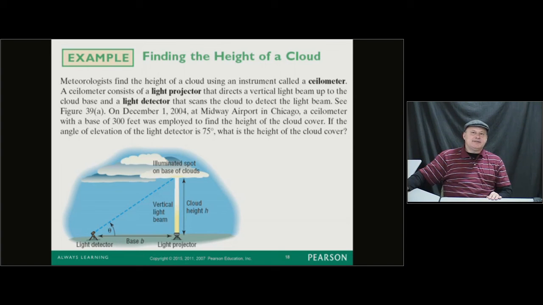So again, it's very similar. It creates a right triangle there. The base is B, the height is that H, and remember they said the base there is going to be 300 feet. So the ceilometer is going to be 300 feet from the light projector.